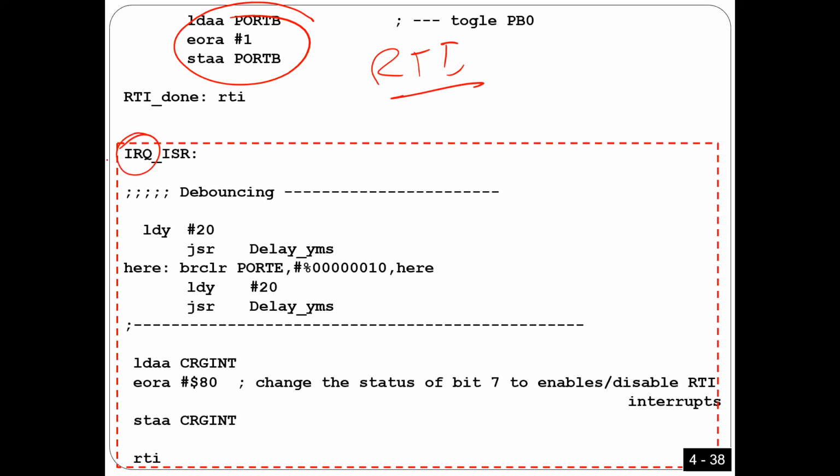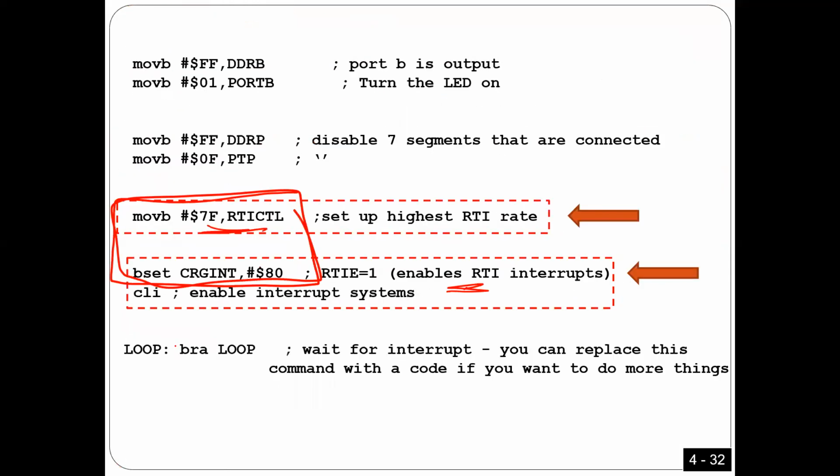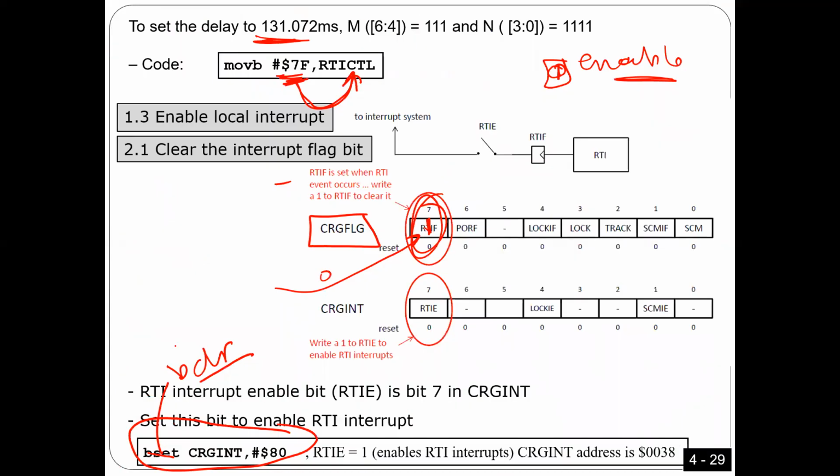What should I write in IRQ? As you see here, in IRQ, number one, debouncing. This is debouncing. Then look here: in IRQ, I want to enable or disable RTI interrupts, right? How can you enable or disable RTI interrupts? Very easy, just one bit. I'm going to tell you where it is. Yeah, this bit.